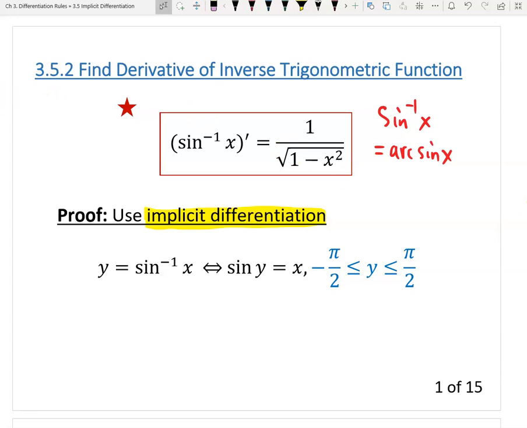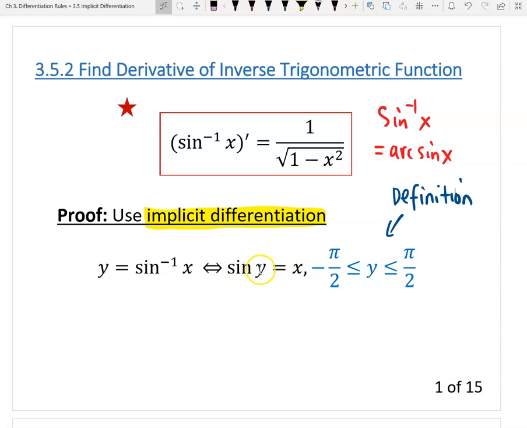So how to do it now? We said we need to use implicit differentiation. How to use it? We need to get the implicit equation, which comes from the definition. What is the definition? Here is the definition. Let me highlight it. The inverse sine means y is the angle we need to find, and the sine of this angle y equals x. This is the implicit equation we have.